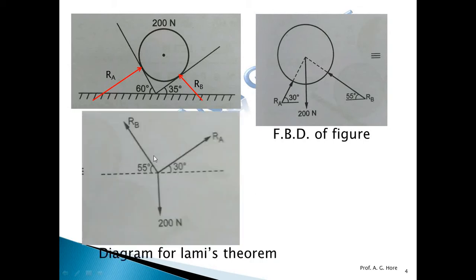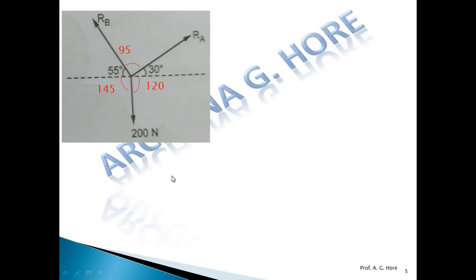So this is the second quadrant force which has 55 degree with horizontal. Then RA is the first quadrant force which has 30 degree. Also find the angle between these forces to apply Lamé's theorem. These are the angles we can easily find with the help of geometry. This is the 90 angle. 90 plus 30 is 120, 90 plus 55 is 145, and the remaining must be 95. That is, total 360 minus the addition of these two, or 180 minus the addition of these two, so we get this angle.